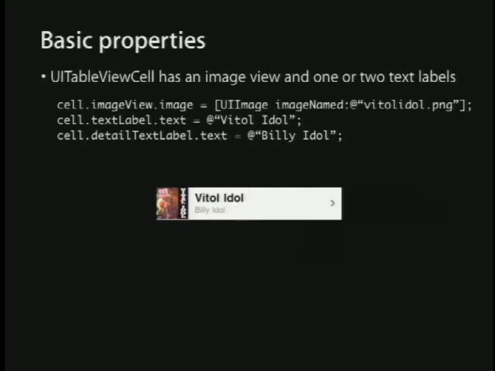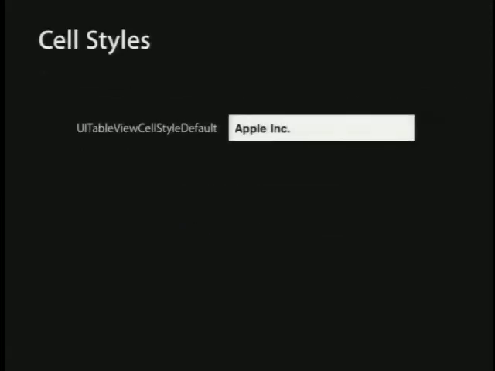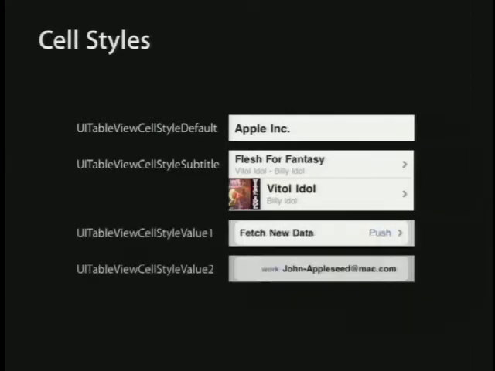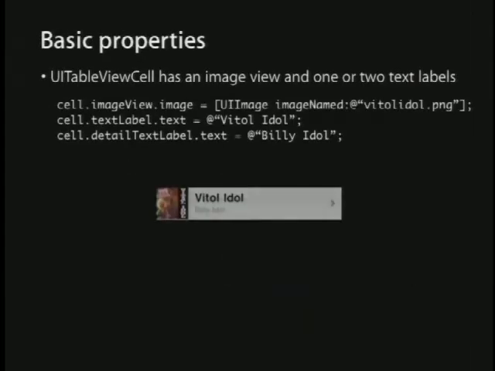The last three we saw, the detail text label, sorry, I forget the names already. So the cell style subtitle and cell style value 1 and 2 also support this detail text label in addition to the regular text label. For the subtitle, the detail text label is the subtitle. For the other two, it's the actual value. If you set a detail text label's text on a default style table view cell, it just won't do anything because it doesn't display an extra detail text.